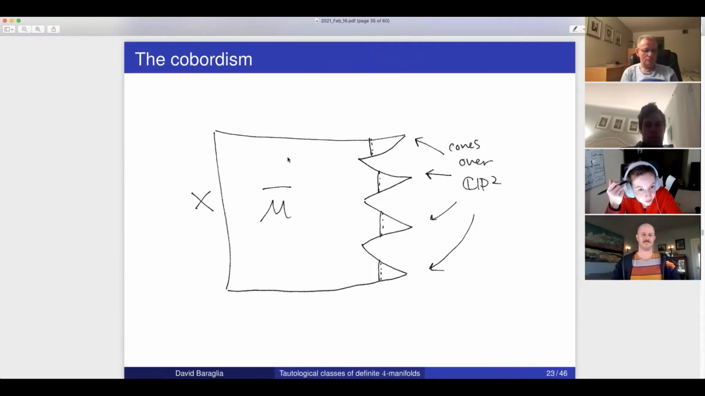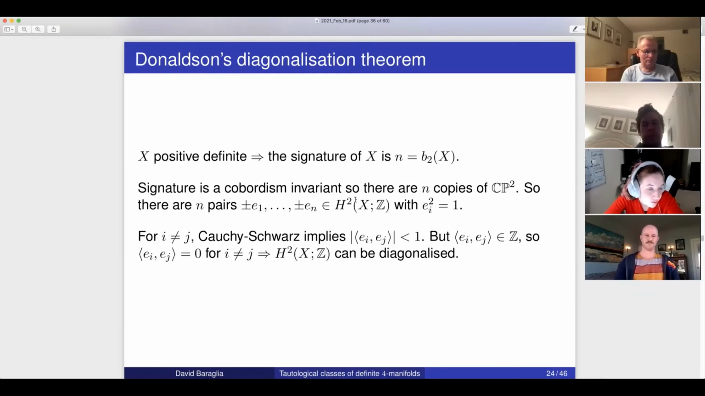So here's the famous cobordism from X to these cones over CP2. Just remove these cones, you get a cobordism from X to copies of CP2. Now X is positive definite, so the signature of X is just B2. And signature is a cobordism invariant, so there must be n copies of CP2. Therefore there are n pairs E1 up to En that square to 1.